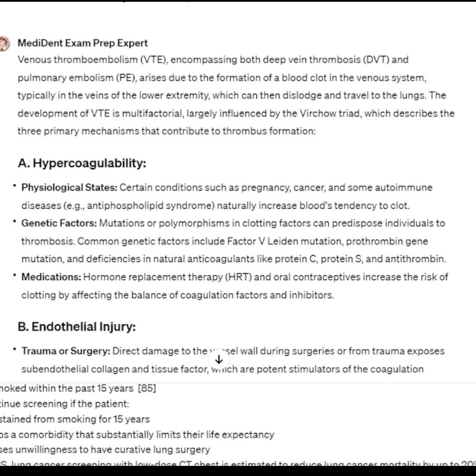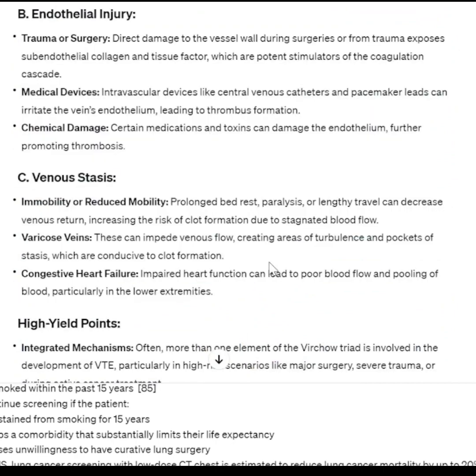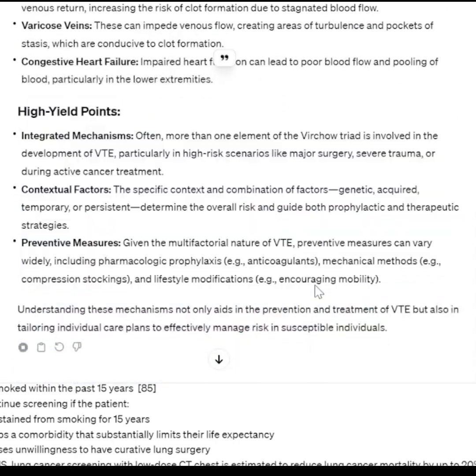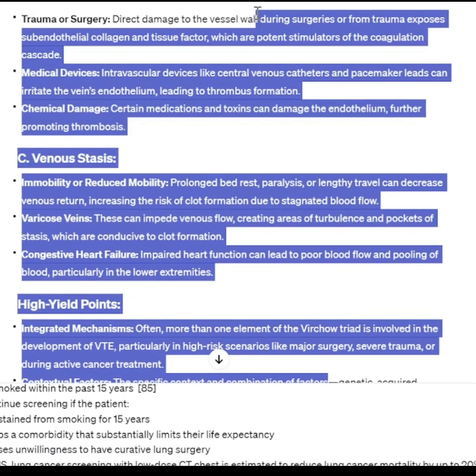C. Venous stasis. Immobility or reduced mobility. Prolonged bed rest, paralysis, or lengthy travel can decrease venous return, increasing the risk of clot formation due to stagnated blood flow. Varicose veins. These can impede venous flow, creating areas of turbulence and pockets of stasis, which are conducive to clot formation. Impaired heart function can lead to poor blood flow and pooling of blood, particularly in the lower extremities.